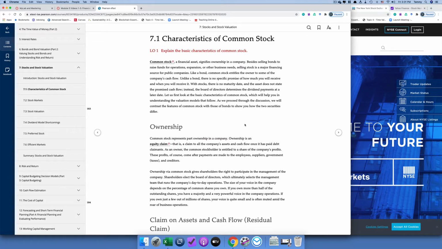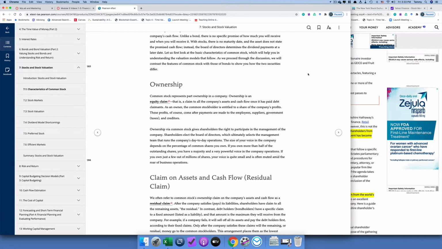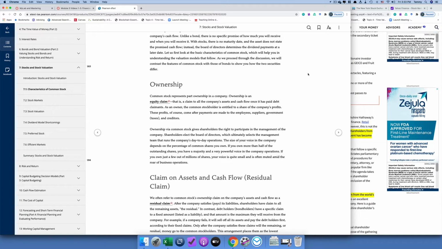Okay, so back to the basics. What actually is common stock? Stock signifies a share of the ownership in the company. As a matter of fact, that's what you buy. You buy a share of stock, right? So when you own common stock, you have a share of the ownership of the company. That means you have a right to participate in the management of the company.